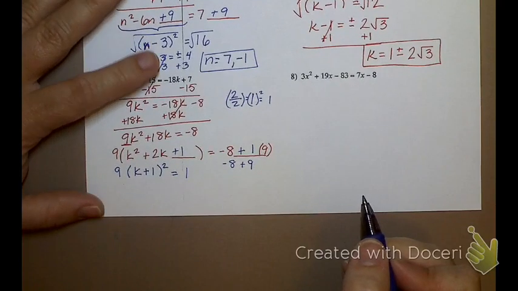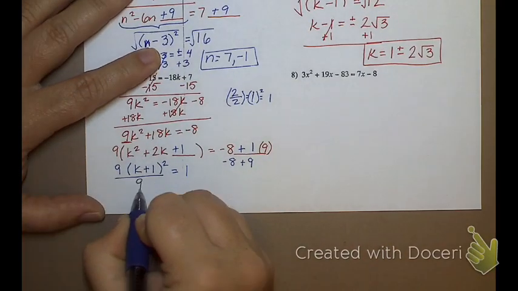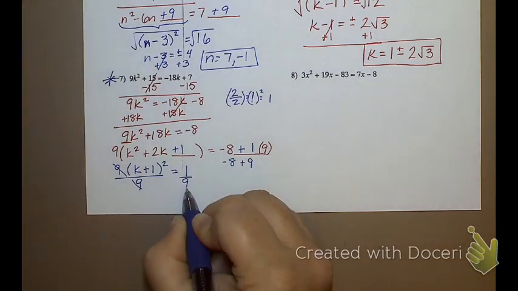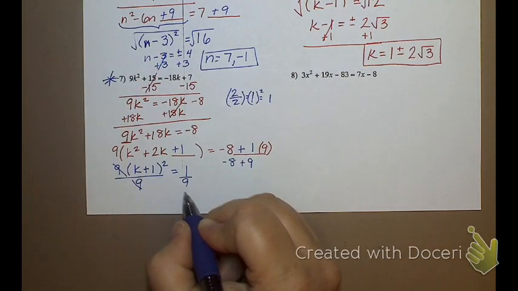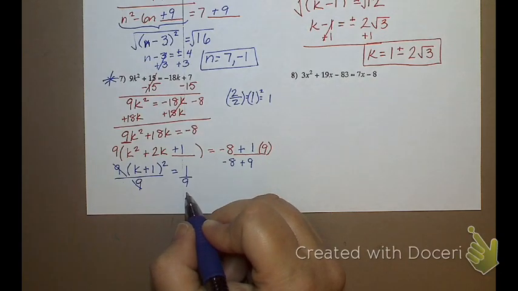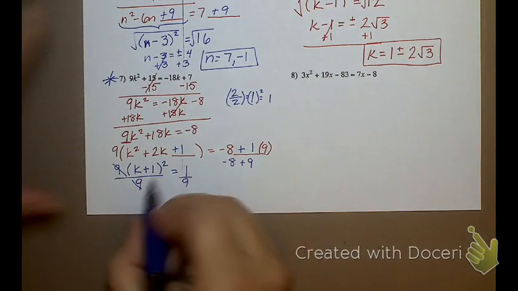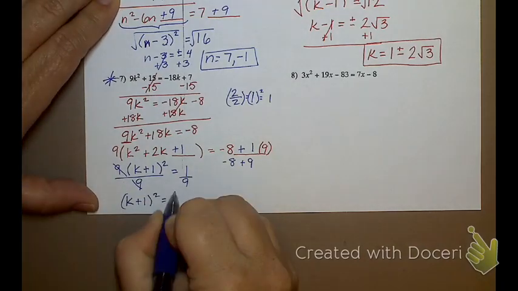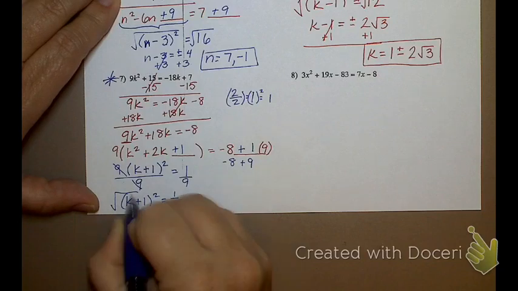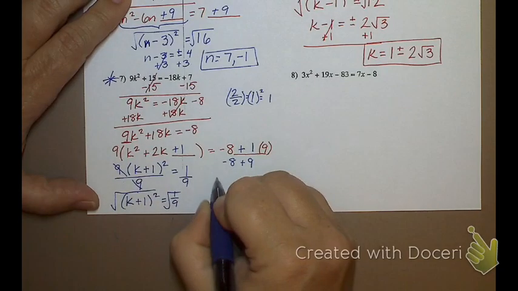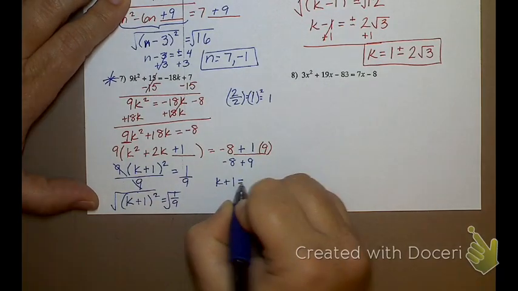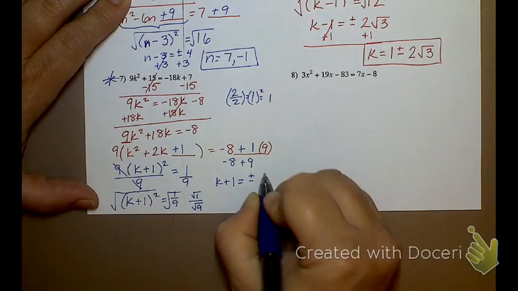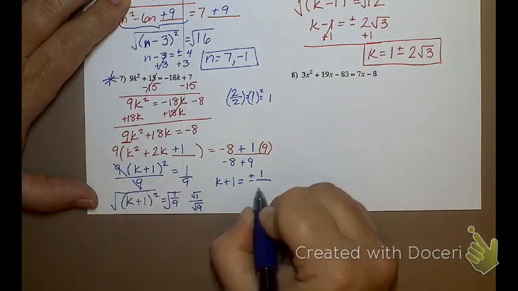Doing okay? Divide by 9, and I get a fraction, but I'm okay with that fraction. Why? Because I can take the square root of 1 easily, and I can take the square root of 9 easily. So K plus 1 squared equals 1/9, and I'm going to square root both sides. So I get K plus 1 equals plus or minus, what is the square root of 1? 1. What's the square root of 9?